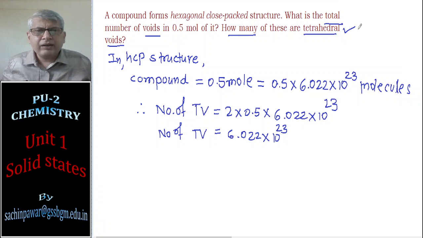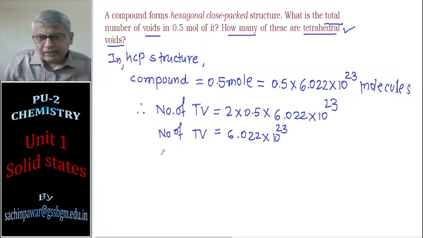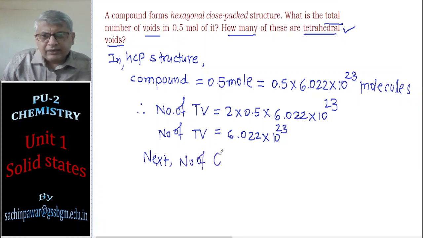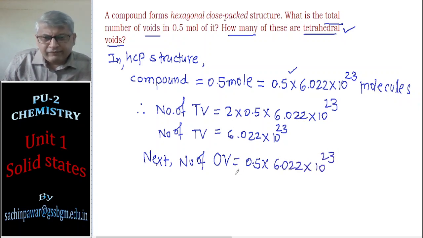They want to find out the number of octahedral voids also. Number of octahedral voids will be equal to the same number, that is 0.5 into 6.022 into 10 to the power 23, which comes out to be 3.011 into 10 to the power 23.